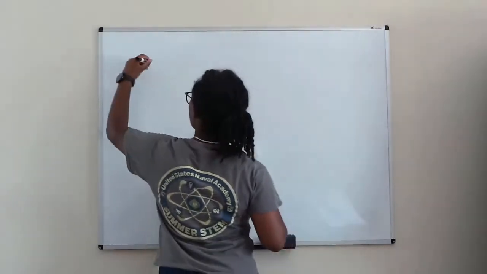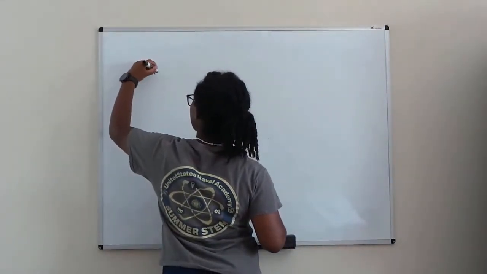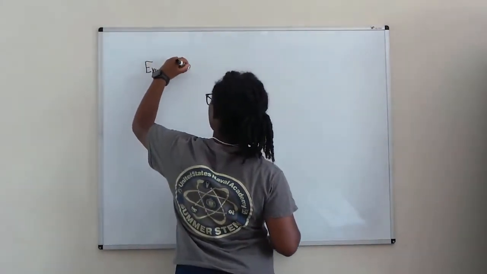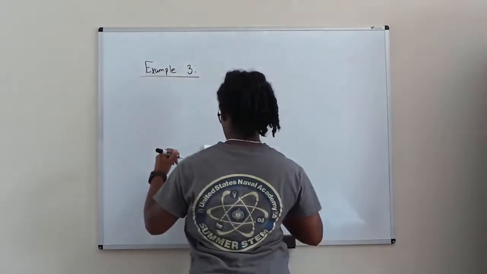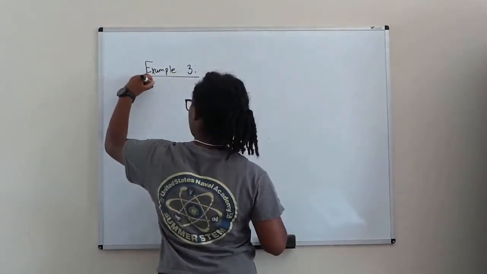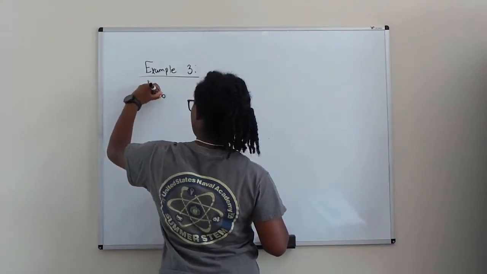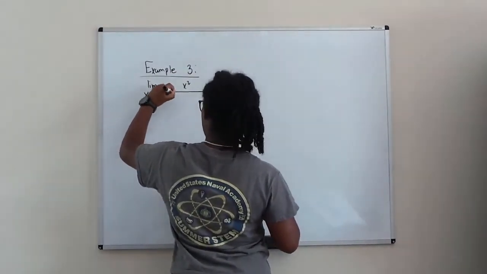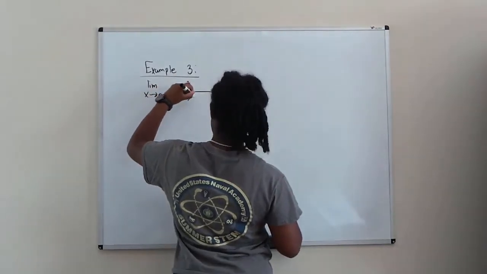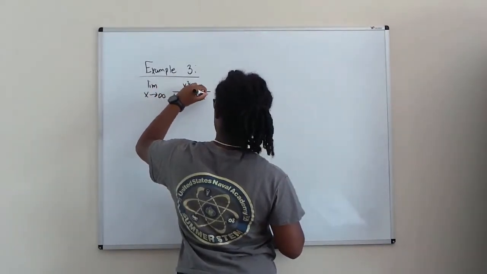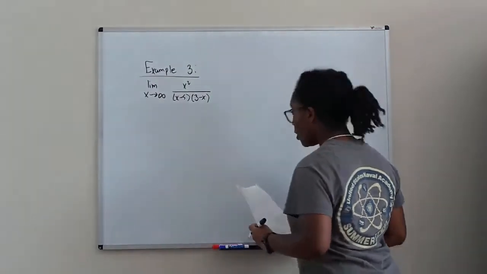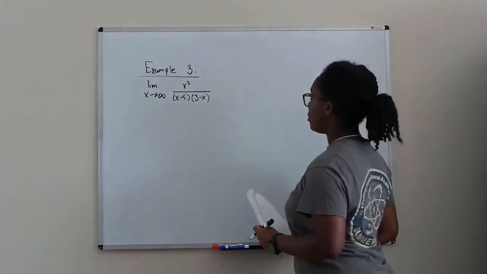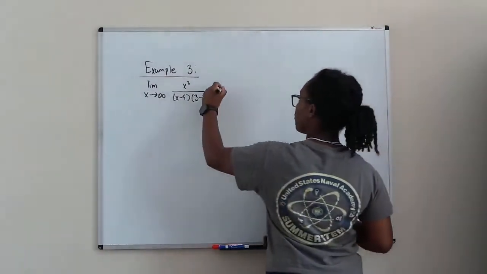Okie dokie, so we're going to do another example just so we can get a better understanding of how limits at infinity work. So we're going to take the limit as x approaches infinity of x squared divided by (x minus 5) times (3 minus x). Okay, so we're just going to work through this kind of methodically and break it into pieces.